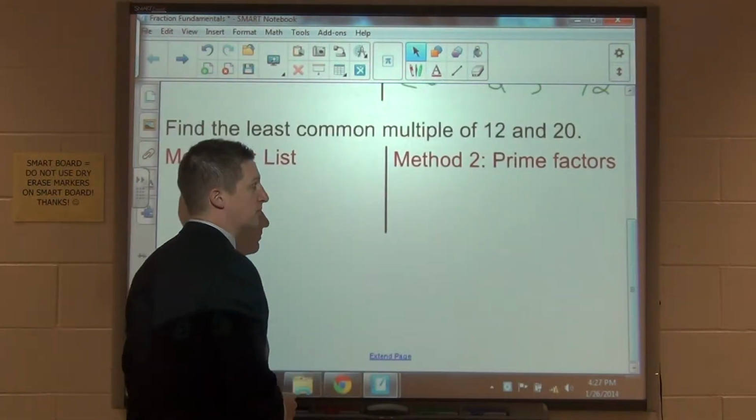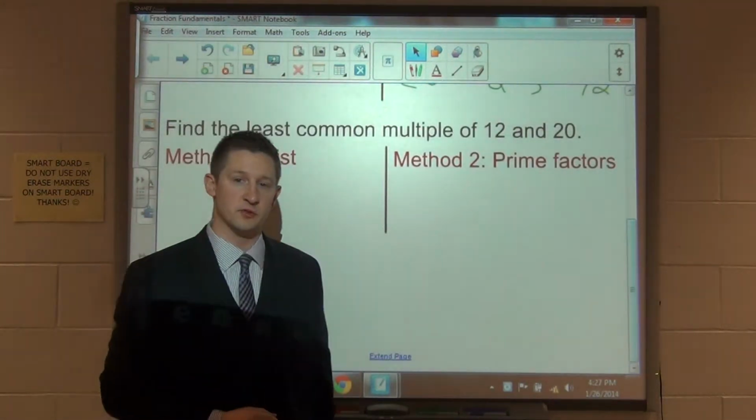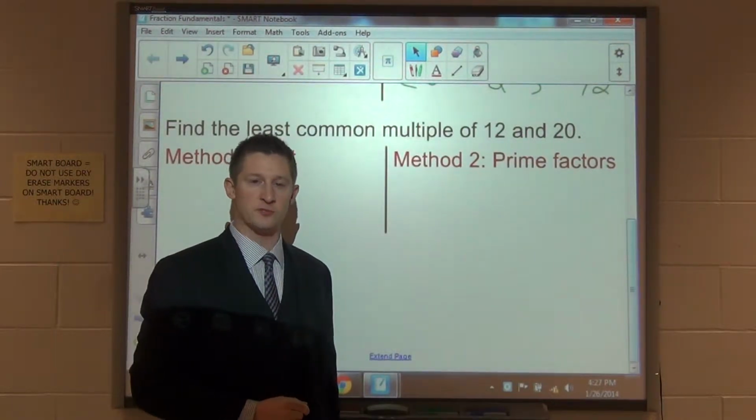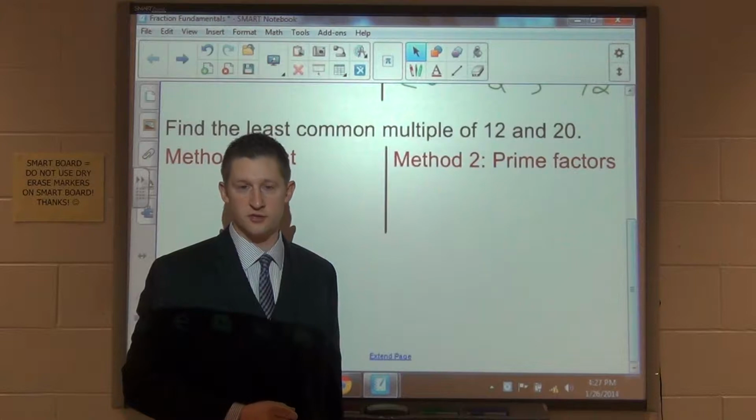Now we'll try an example together. Find the least common multiple of 12 and 20 as it shows on your sheet at home. If you'd like to pause the video and try it on your own first, please do so now.